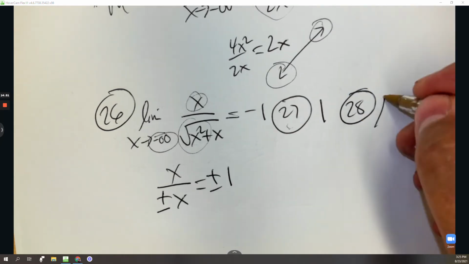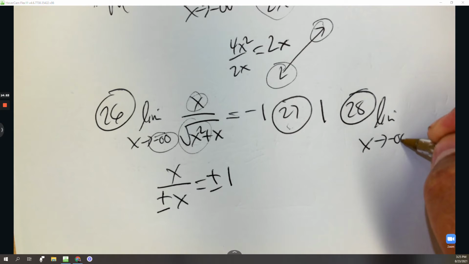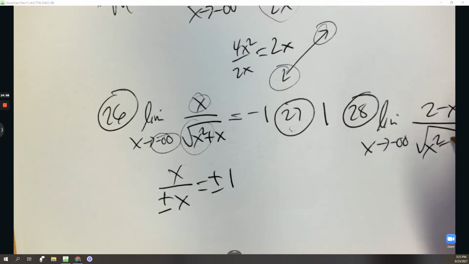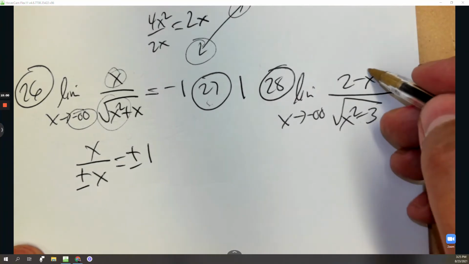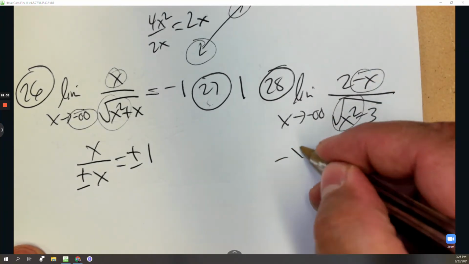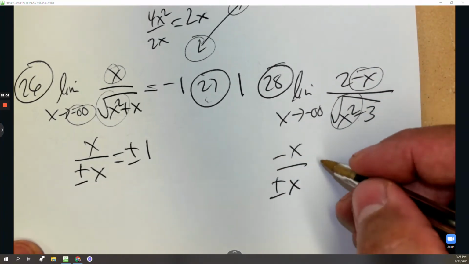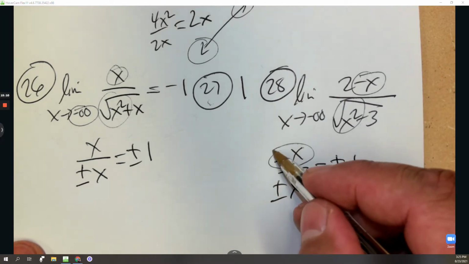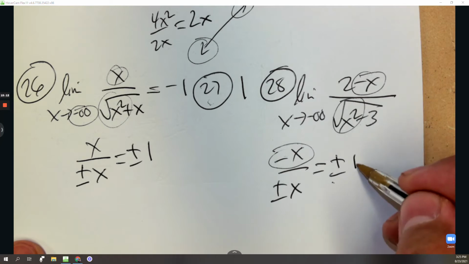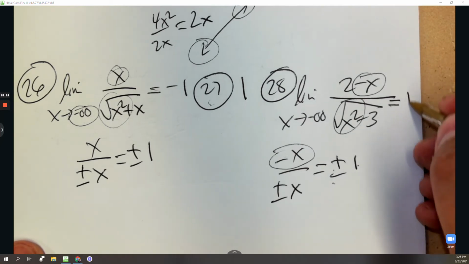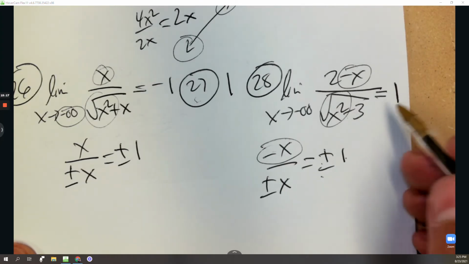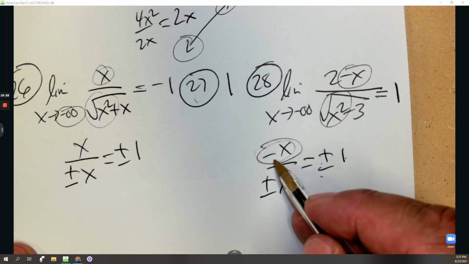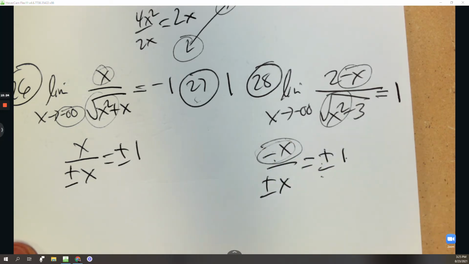The limit as x approaches negative infinity, 2 subtract x, square root of x squared minus 3. Careful here. So we have negative x over positive and negative x. So we still get positive and negative 1, but because it's negative x on top, the right end is going to negative 1, and the left end is going to positive 1. So be careful you know the signs. So that negative x means it's going to negative 1 on the right, and then it's positive 1 on the left.